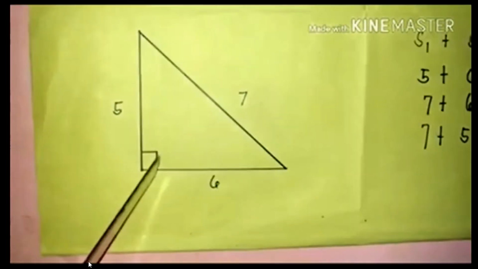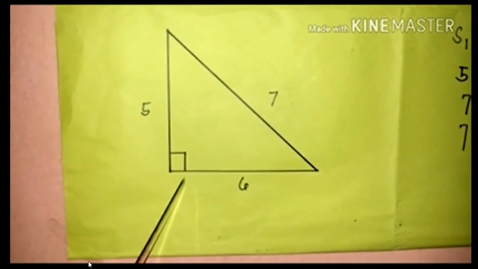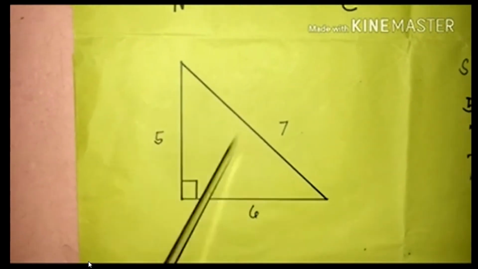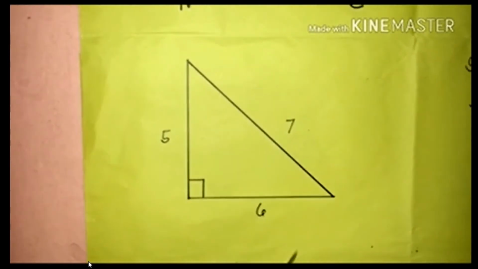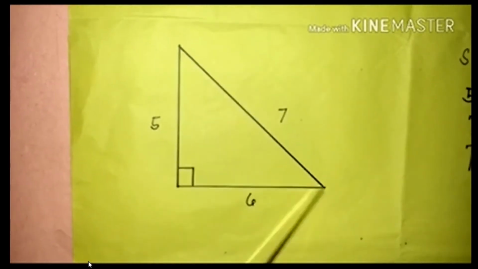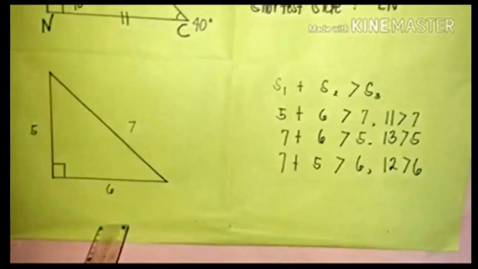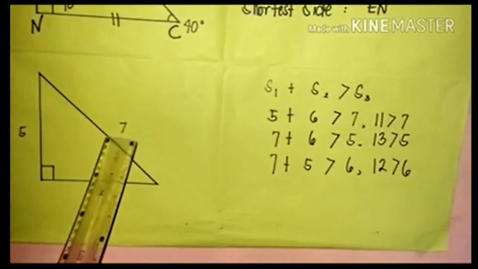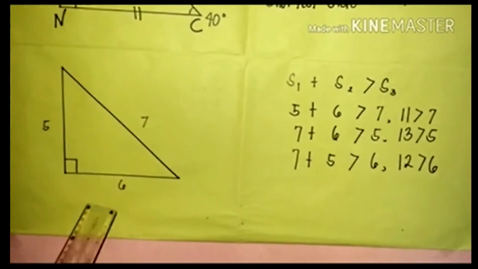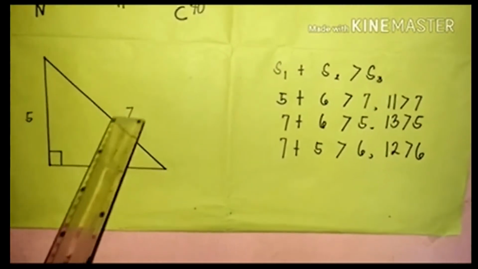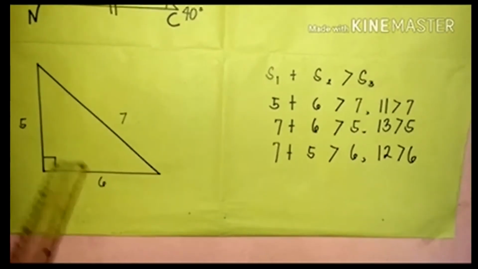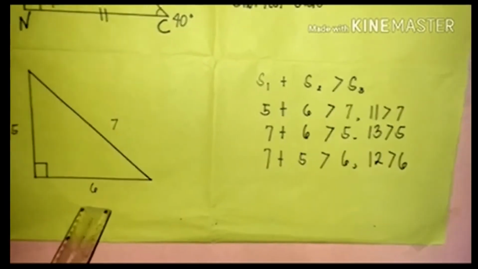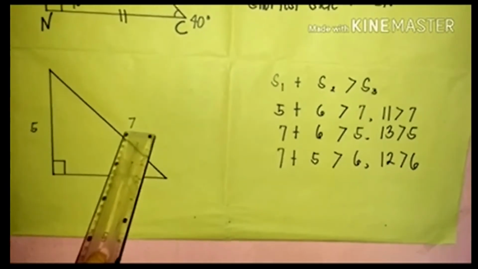Triangle inequality theorem 3: S1 plus S2 is greater than S3. The sum of the lengths of any two sides of a triangle is greater than the length of the third side. 5 plus 6 is greater than 7, which is 11 greater than 7. 7 plus 6 is greater than 5, which is 13 greater than 5. 7 plus 5 is greater than 6, which is 12 greater than 6.